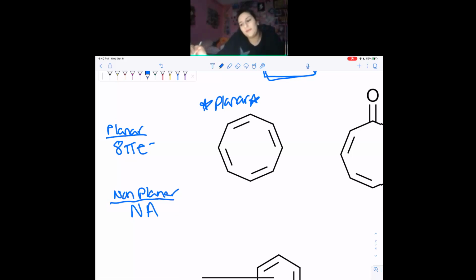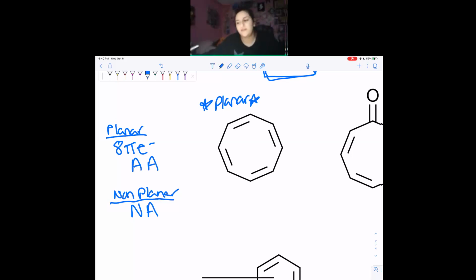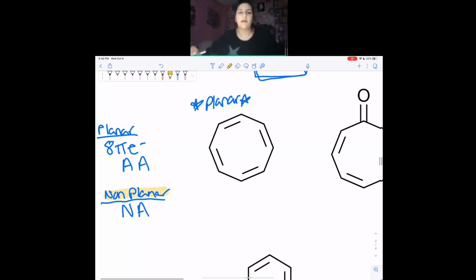That is going to be which one? Aromatic or anti-aromatic? 8 would be anti-aromatic. Yep. So is it more stable for this one to stay planar and be anti-aromatic, or for it to bend out of the plane and be non-aromatic? Non-aromatic. Yep. So the winner here is non-planar and non-aromatic.